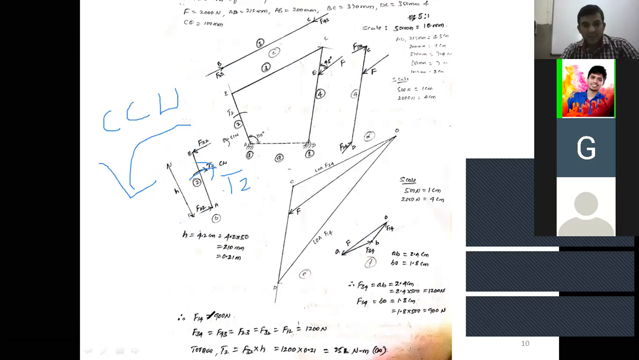See that F14 is 900 newton. F34 is equal to F43, that is equal to F23, that is equal to F32, F12, that is 1200 newton. Now torque is equal to force into perpendicular distance. What is the H value you get here? 4.2 centimeter you get. Convert into scale. What is the scale we have chosen here?